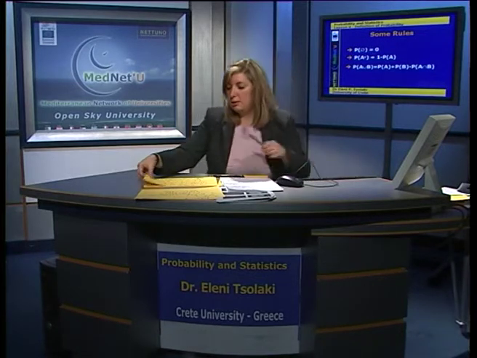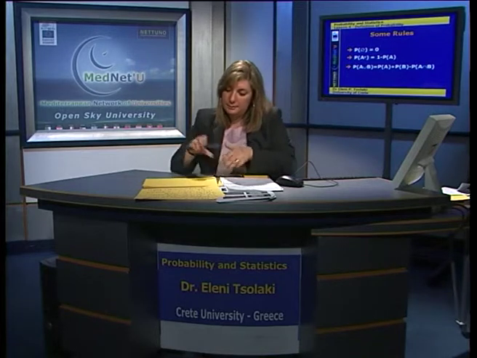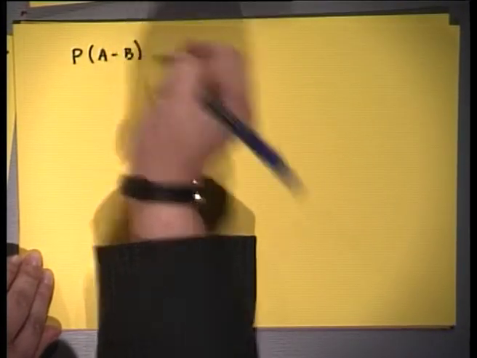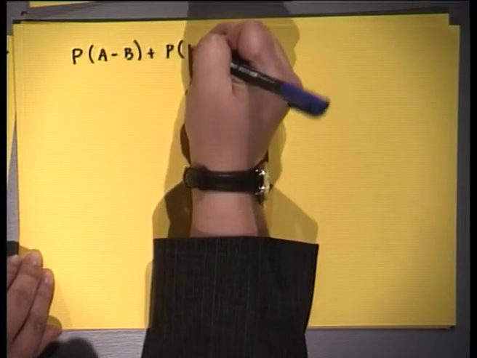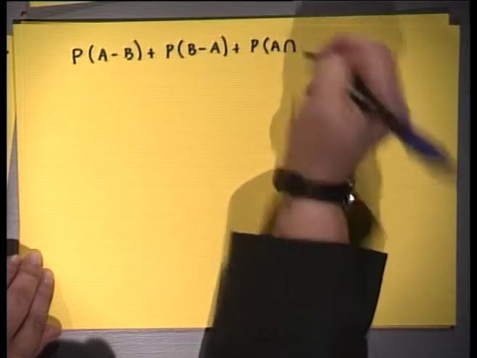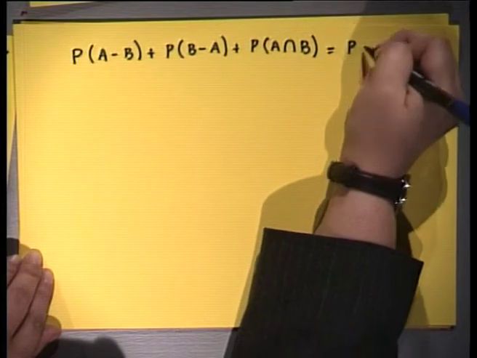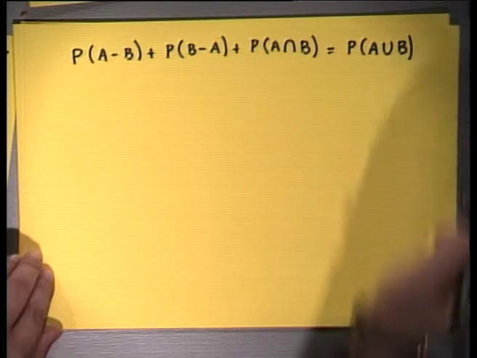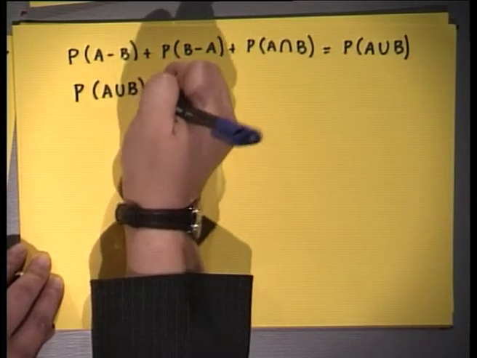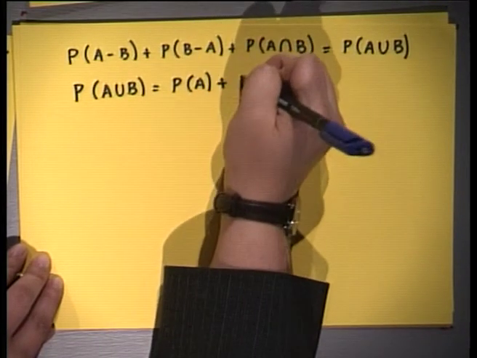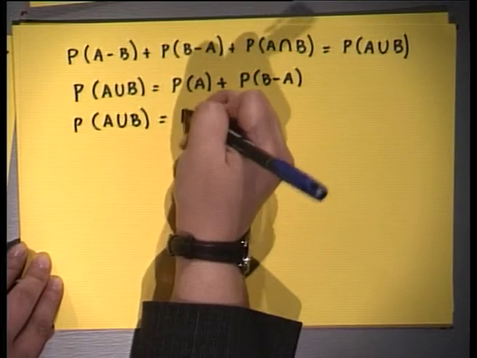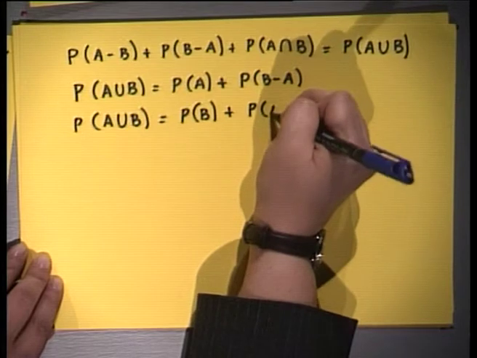And now we can say that the probability of A minus B plus the probability of B minus A plus the probability of A intersection B equals the probability of A or B. I remind you that we have also derived from before, I rewrite here, that the probability of A union B is the probability of A plus the probability of B minus A, and the probability of A union B is also the probability of B plus the probability of A minus B.